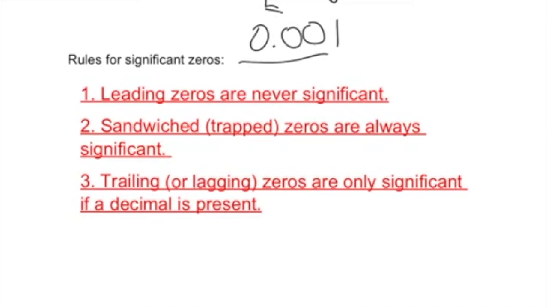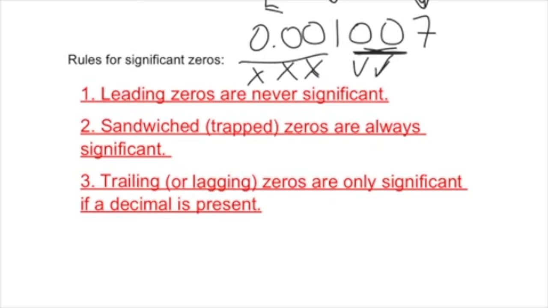The second kind of zeros we call sandwiched or trapped zeros, and they are always significant. You can recognize a trapped zero or a sandwich zero because they are any number of zeros sandwiched or stuck between 2 things that are not zero. So I have a couple of zeros between the 1 and the 7. The 1 is a counting number, the 7 is a counting number. So any zeros stuck between 2 counting numbers are always significant. Those 2 would always be considered significant.